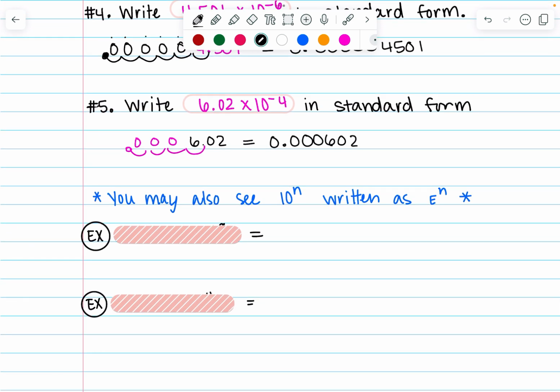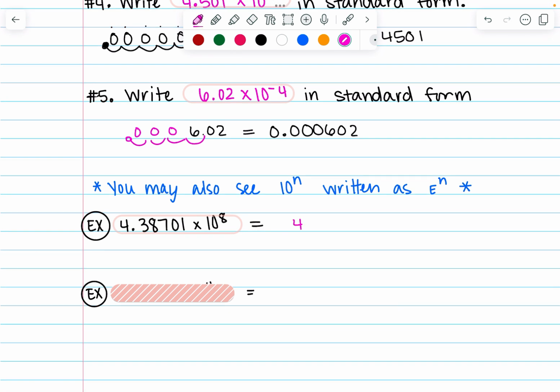Okay, you may also see 10 to the n written as e to the power of n. This is more common in a calculator. So when we start using calculators to multiply and divide in scientific notation, you will use an e. So how we would write this would be 4.38701 e to the power of 8. Next one would be 6.02 e to the power of negative 4. That is how you would see it in a calculator.